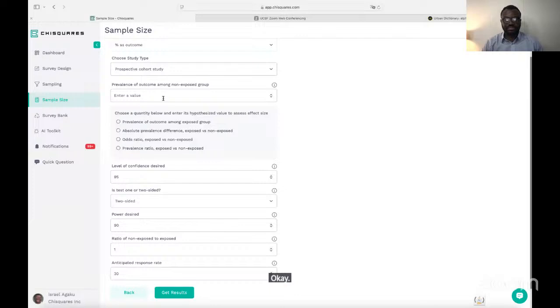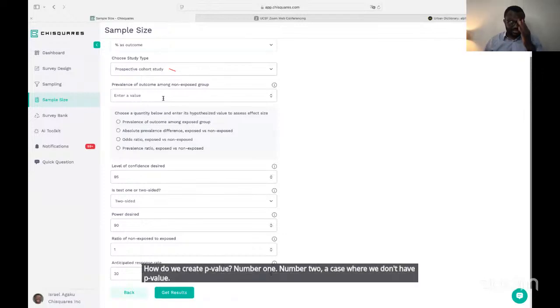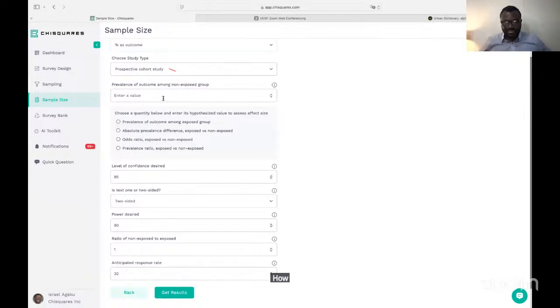How do we create a p-value? Number 2, a case where we don't have a p-value. How do you interpret such results?